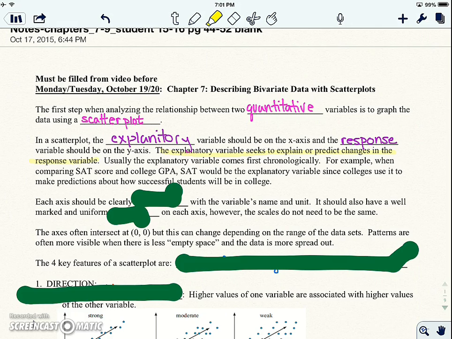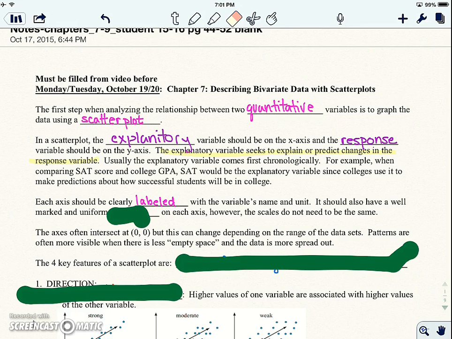Usually, the explanatory variable comes first chronologically. For example, when comparing SAT scores and college GPA, SAT would be the explanatory variable since colleges use it to make predictions about how successful students will be in college.